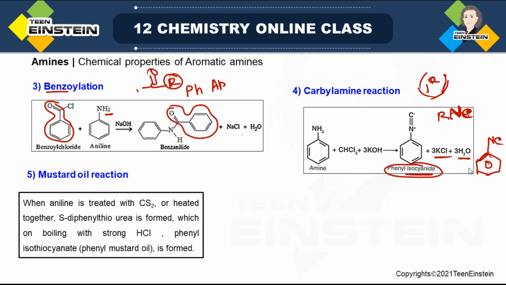Number 4, mustard oil reaction. Now the mustard oil reaction we have also already seen in the case of aliphatic amines. So the same type of reagent we will use again. So when we are treating aniline with CS2, carbon disulfide, or heating it together, what will be formed? S-diphenyl thiourea will be formed.